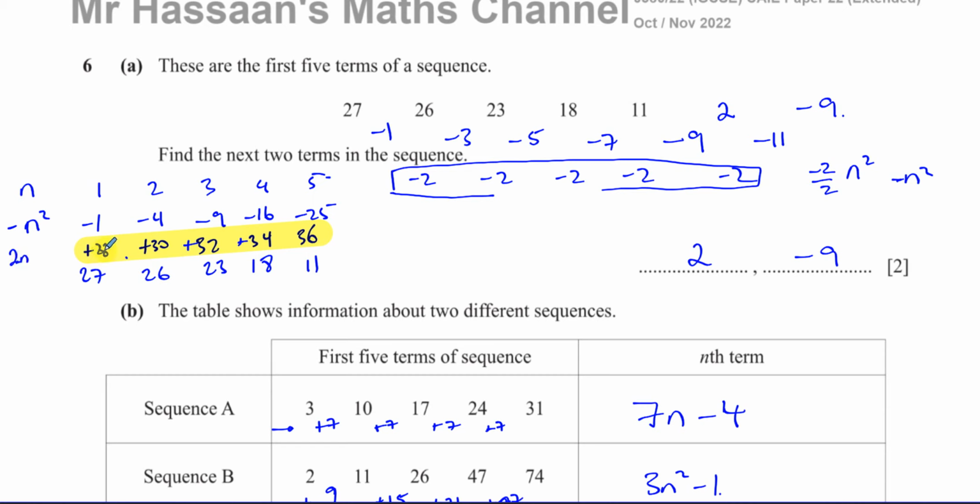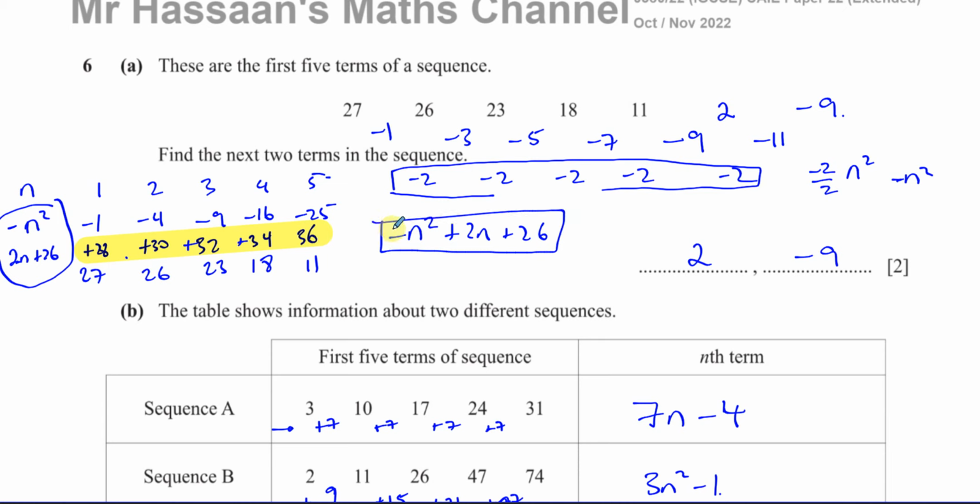But it starts at 28. If I leave it as 2n, it's going to start at 2. So I have to add 26 to this to make it become 28. When n is 1, just this part alone, this is going to be 2 plus 26, which is 28. This is going to be 4 plus 26, which is 30. So this is our sequence. Our sequence is minus n squared plus 2n plus 26. Okay, that is our sequence.